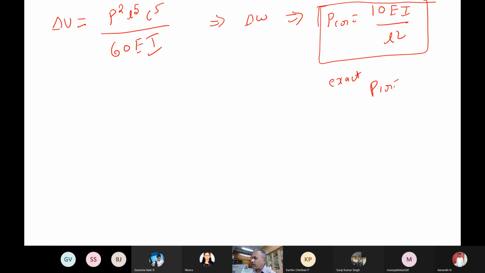Exact is 9.87 EI by L square. Now tell me, what is your comment? Error is only 1.3%. So now what is your comment finally? Now what is it that you understood from this exercise? Of course, here the error is very small, 1.3% or whatever.